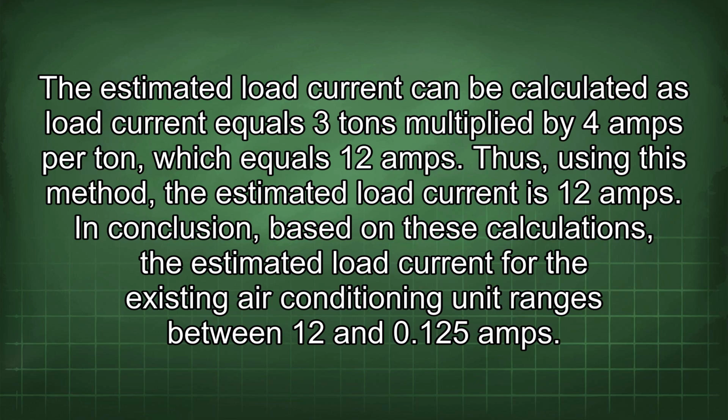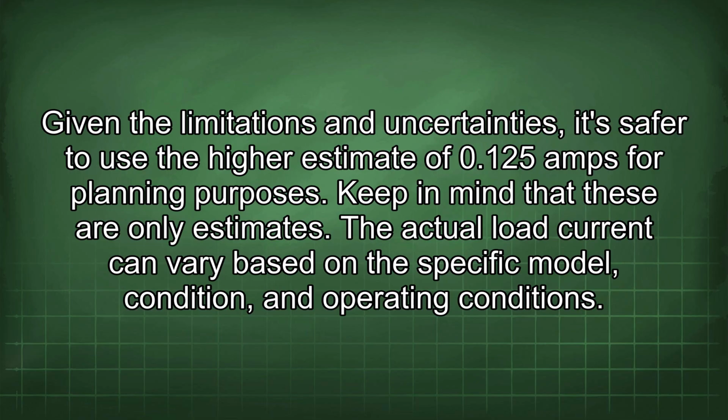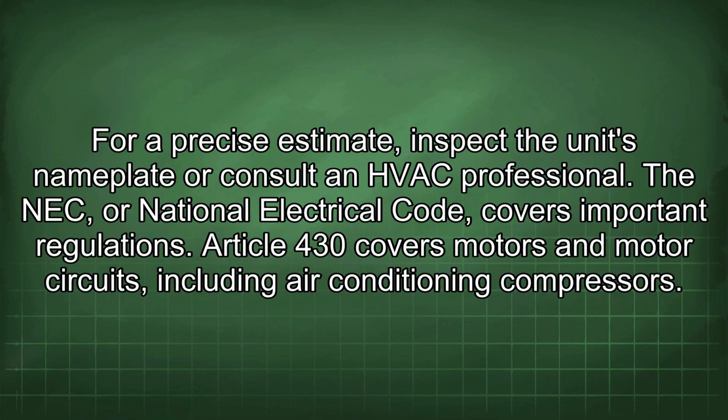In conclusion, based on these calculations, the estimated load current for the existing air conditioning unit ranges between 12 and 0.125 amps. Given the limitations and uncertainties, it's safer to use the higher estimate of 0.125 amps for planning purposes. Keep in mind that these are only estimates. The actual load current can vary based on the specific model, condition, and operating conditions. For a precise estimate, inspect the unit's nameplate or consult an HVAC professional.